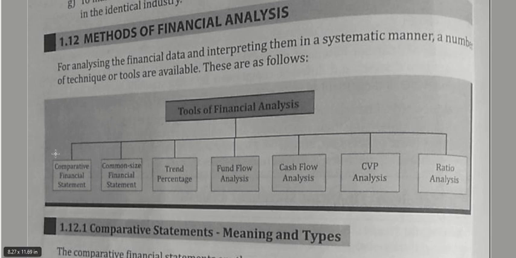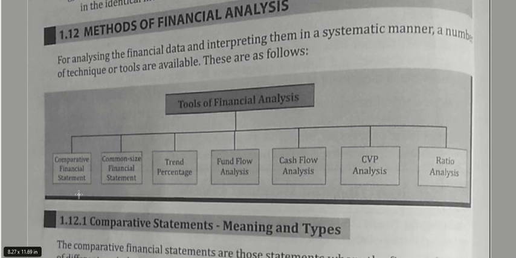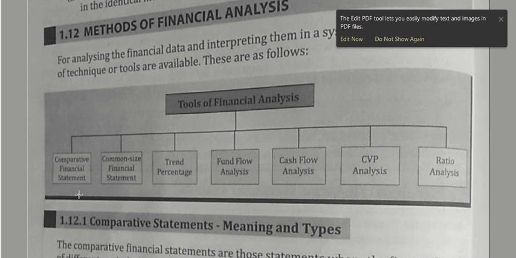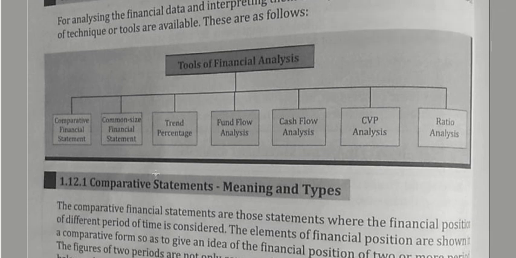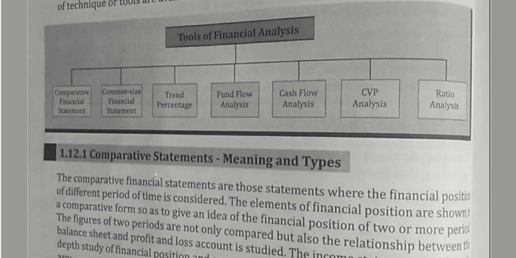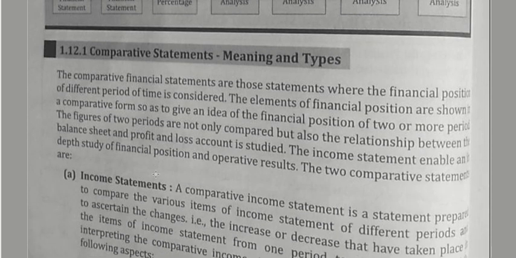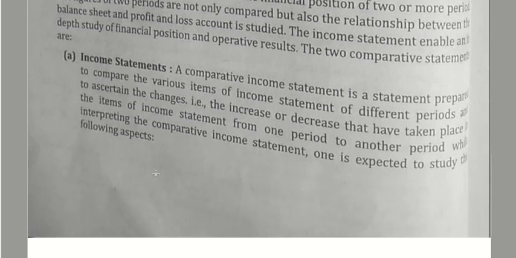So first we look into the comparative financial statement. Under comparative financial statement, basically you have two things. One is your comparative income statement, the other one is your comparative balance sheet. So comparative income statement is a statement prepared to compare the various items of the income statement. What does an income statement mean? A profit and loss account.